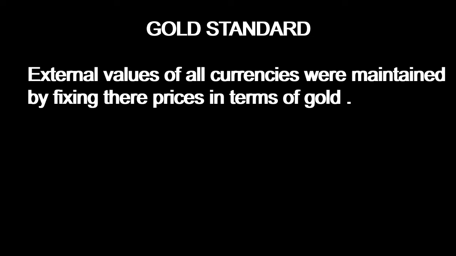Gold standard means the external value of all currencies was maintained by fixing their prices in terms of gold. The central bank of each country was ready to buy and sell an unlimited quantity of gold at a fixed price in terms of its own currency. For example, if pound 1 is equal to 5 grams of gold and dollar 1 is equal to 2 grams of gold, then the exchange rate will be pound 1 is equal to dollar 2.5.